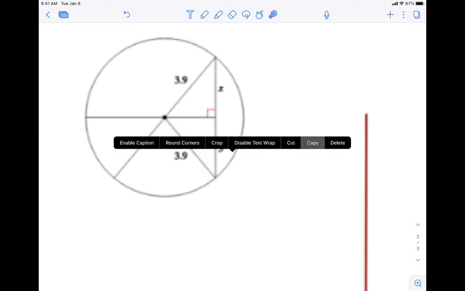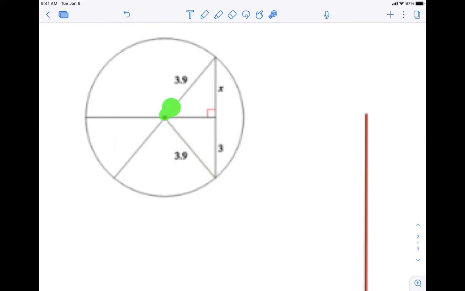That means that this radius is also 3.9. Look, from the center to the side of the circle. Technically, so is this one. Center to the side of the circle is 3.9. And this one, center to the side of the circle, is also 3.9. Now you're thinking, is this one for that one also 3.9? Well, no, because look, it stops right here. It doesn't go all the way here.